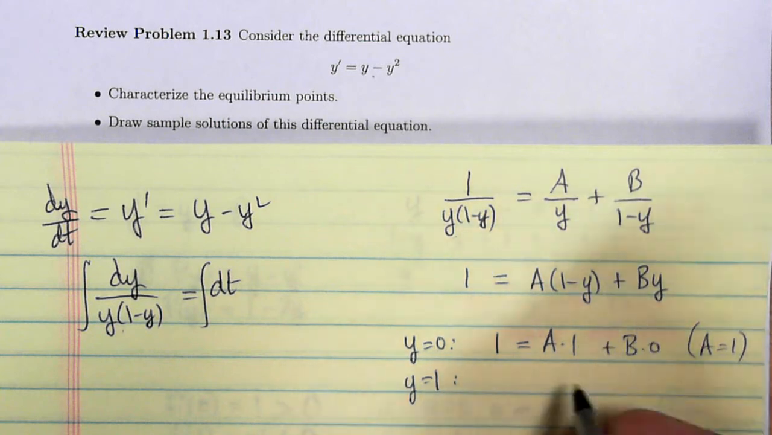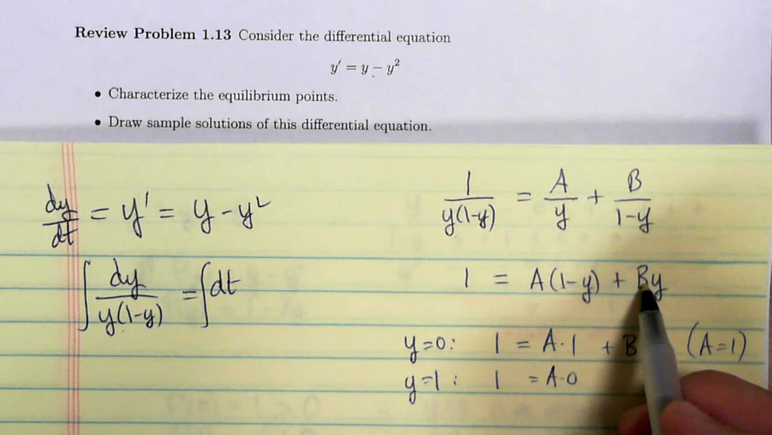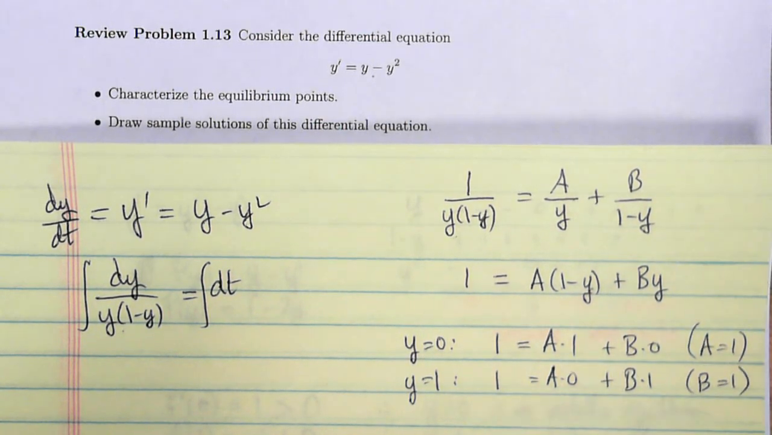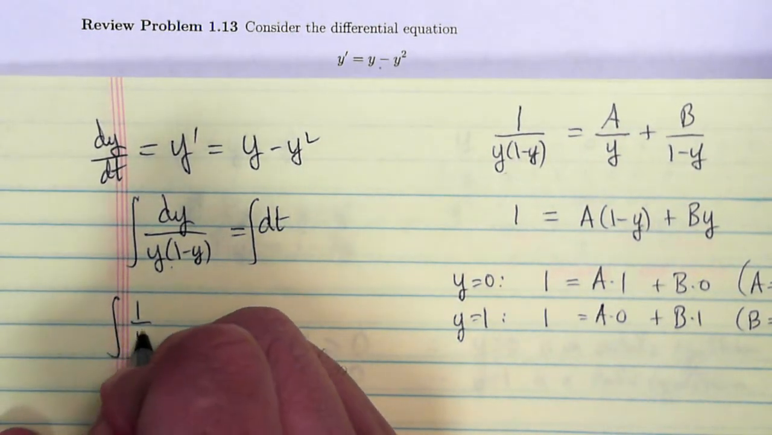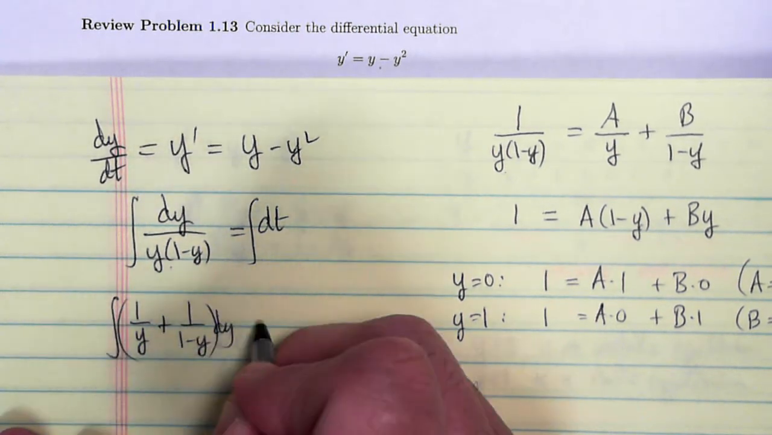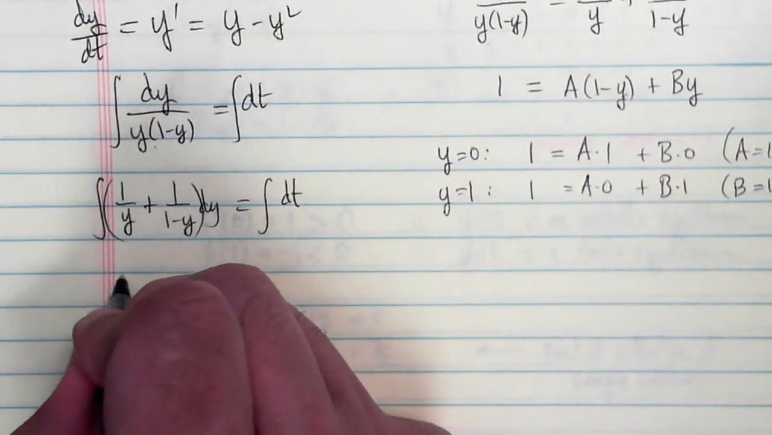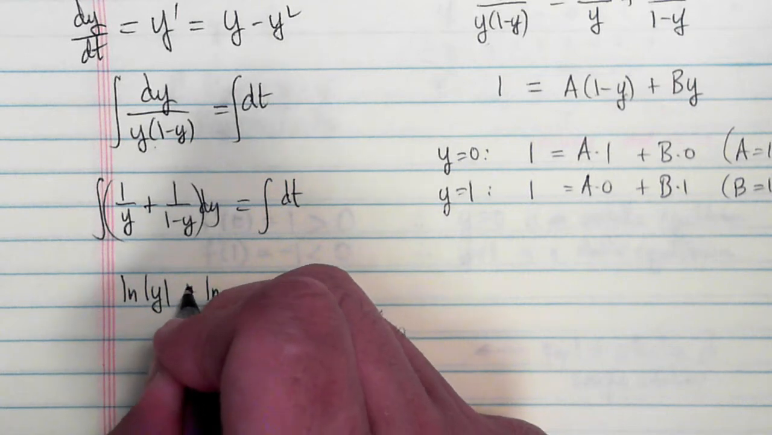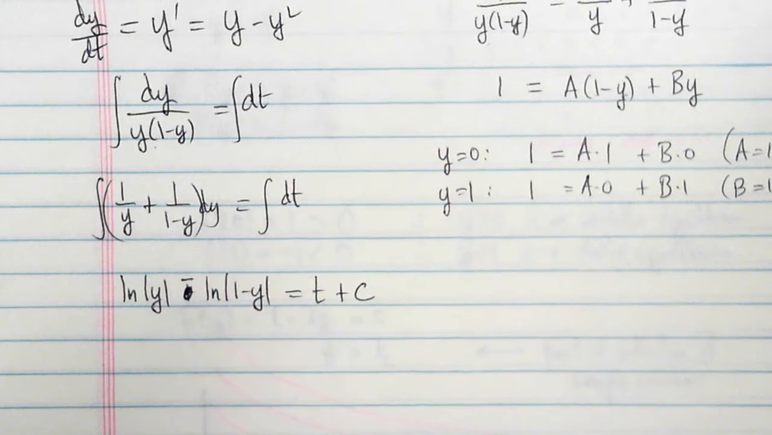If I plug in 1, I get 1 is equal to a times 0 plus b times 1. So that means that b is equal to 1. So I can have the integral of 1 over y plus 1 over (1 minus y) dy is equal to the integral of dt. Taking the integral, we get natural log of absolute value of y plus, actually it's going to be minus, natural log of 1 minus y is equal to t plus c.